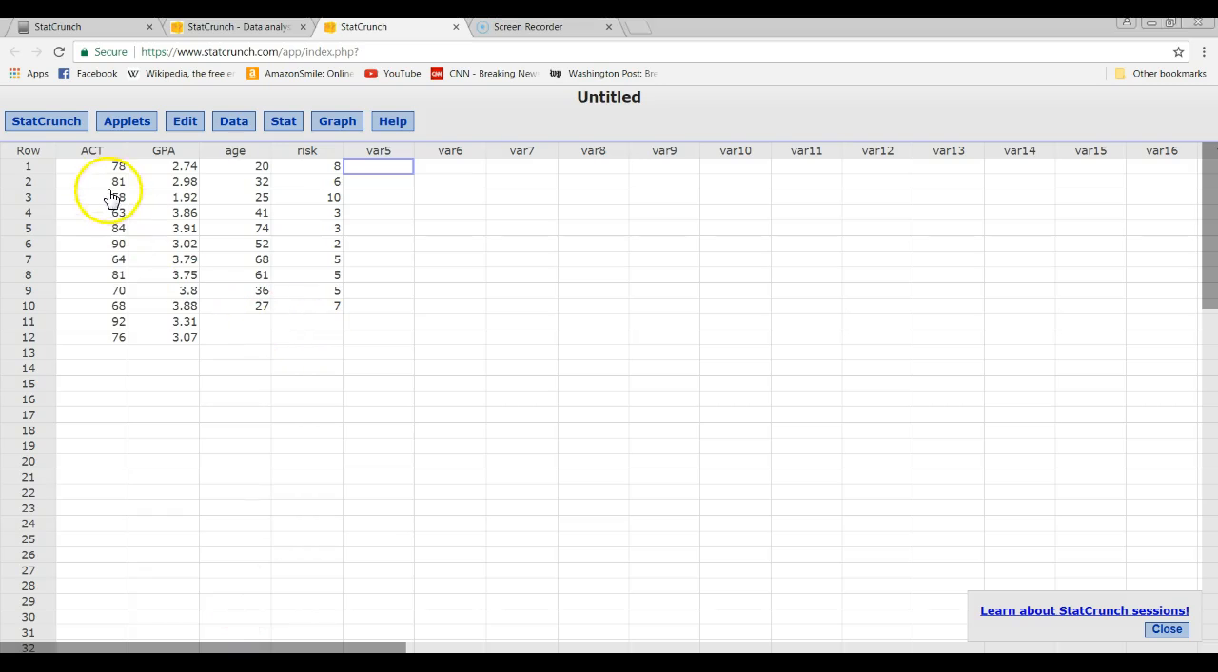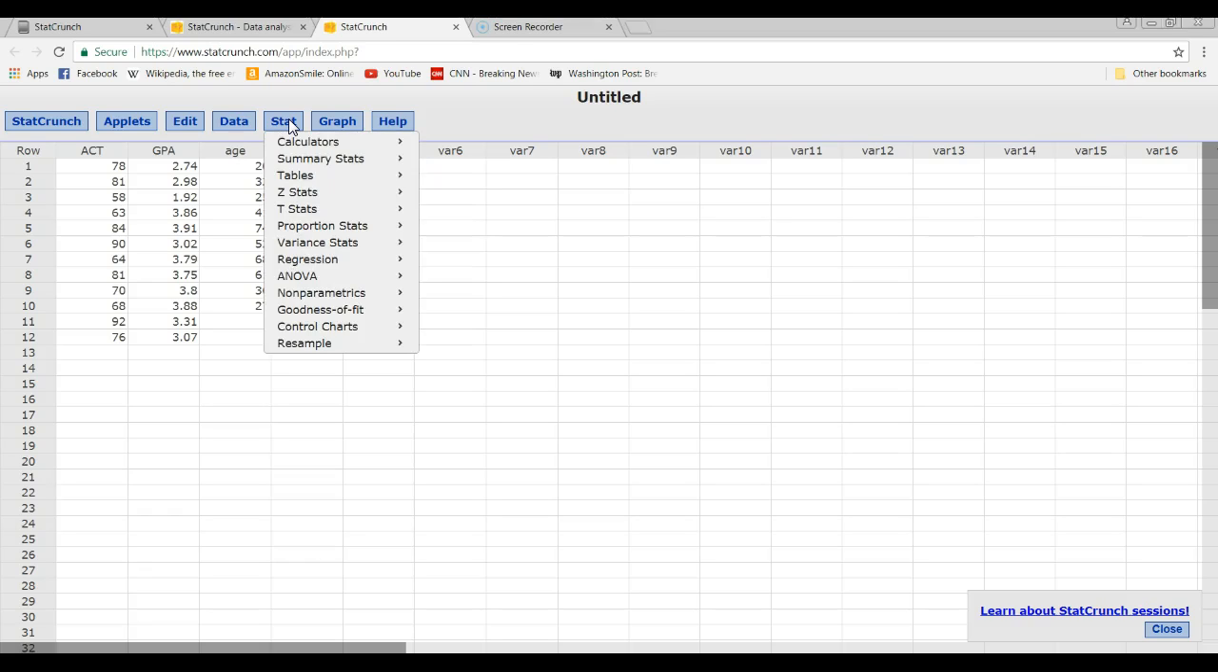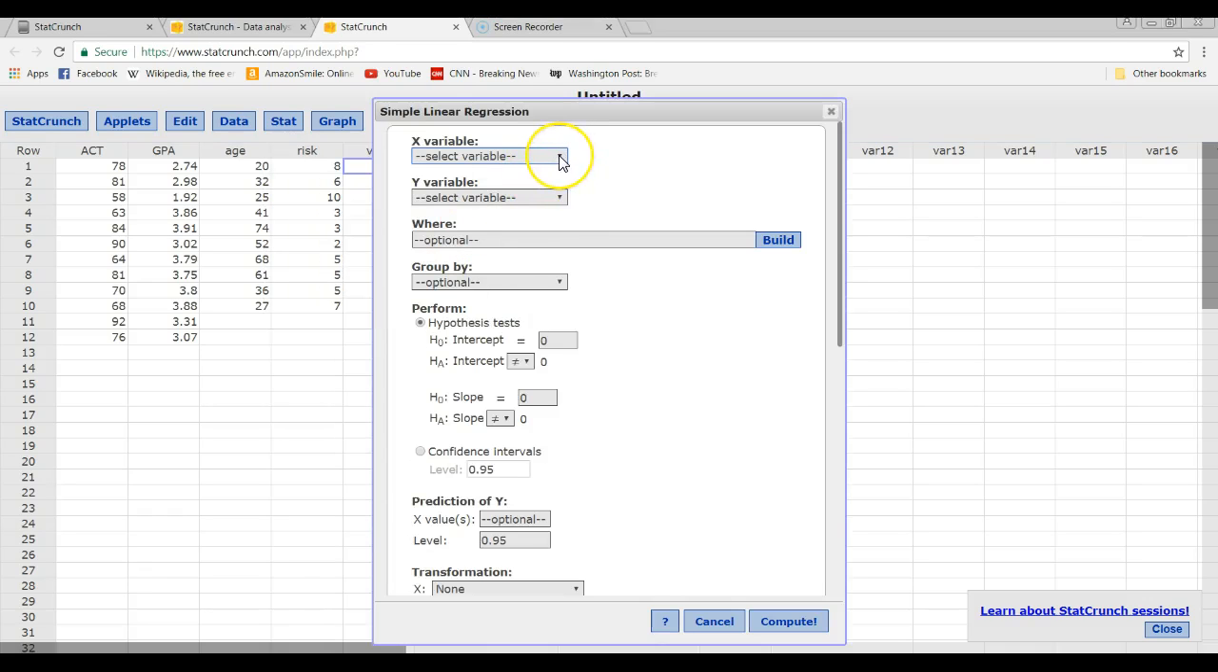So I've got this data over in StatCrunch, and everything we need is going to be under Stat. Go to Regression, Simple Linear. We'll pick ACT as our X variable, and we'll pick GPA as our Y variable. That's because in a minute we're going to do regression where we're actually using one variable to predict the other one. In this case, we want to use ACT to predict how somebody performs their first year of college.